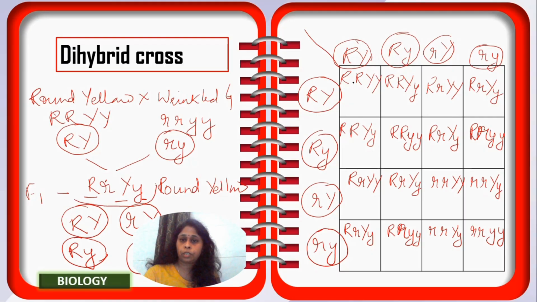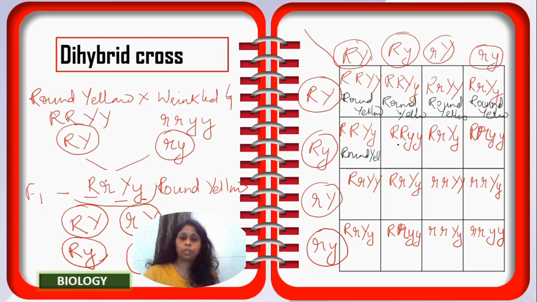What are the possible phenotypes here? As all are in small, capital letters, so this is round yellow. Here also, this is round yellow. Why is it round yellow? Because capital R, right? R is capital, Y is capital, so it is round yellow. This one also round yellow.